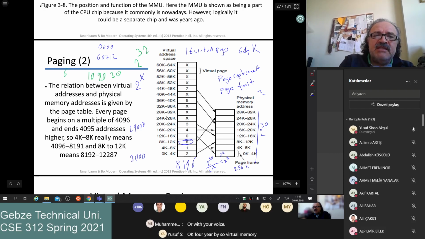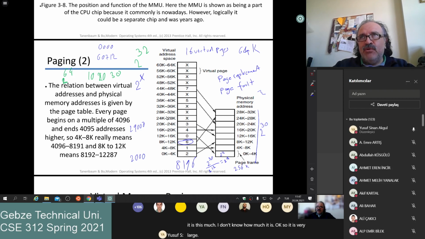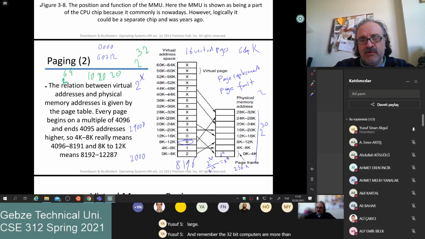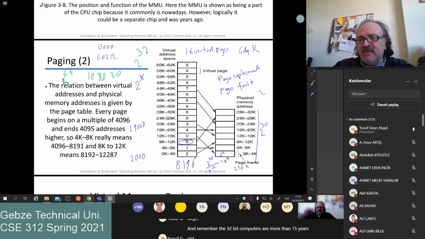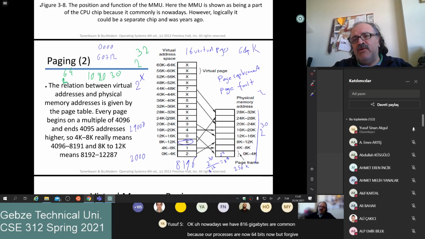For a 64-bit computer, it is this much. I don't know how much it is. Okay, so it is very large. And remember, the 32-bit computers are more than 15 years old. Nobody had 1 gigabyte of memory like 10 years ago. Nowadays 16 gigabytes are common because our processors are now 64 bits. But 4 gigabytes of memory, okay?